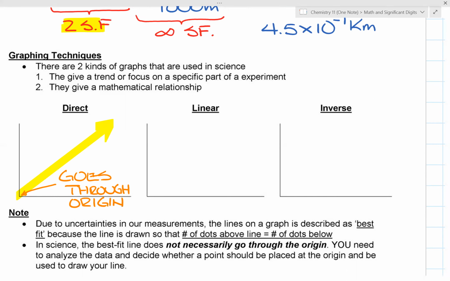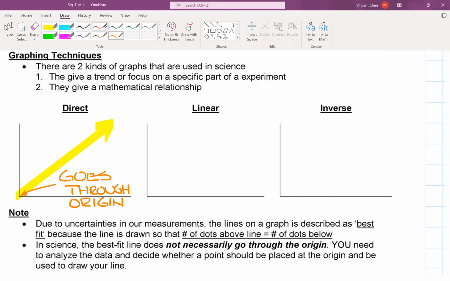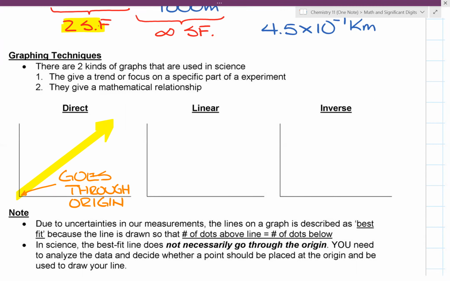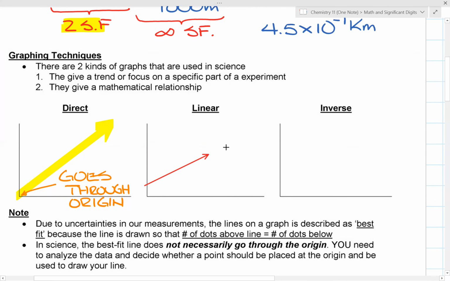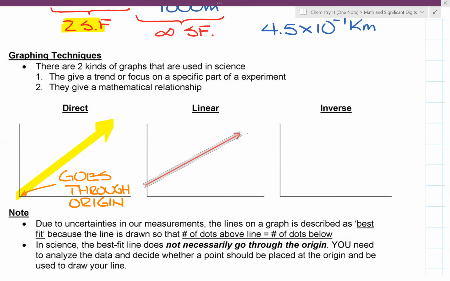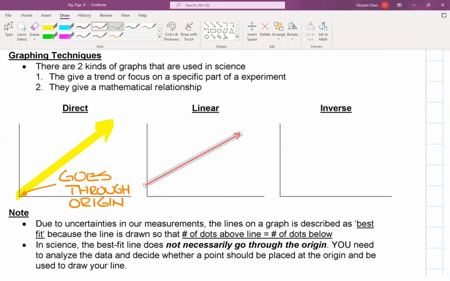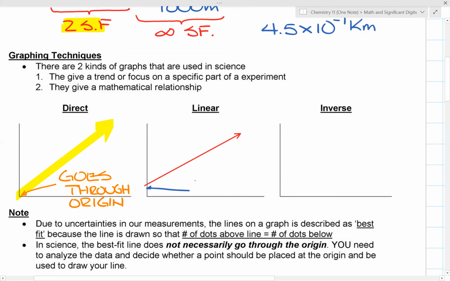Linear, what you would have is it would look something like this. If I did that, so linear would look something like this. In some ways, you notice here, not through the origin.